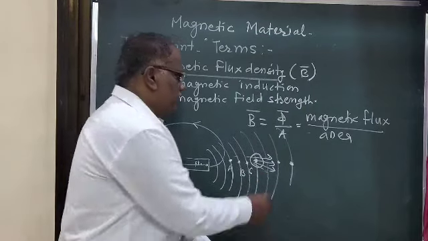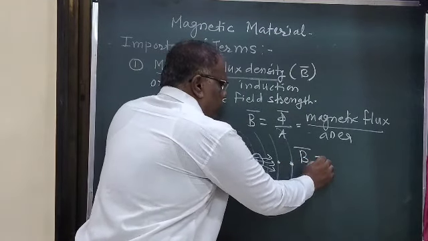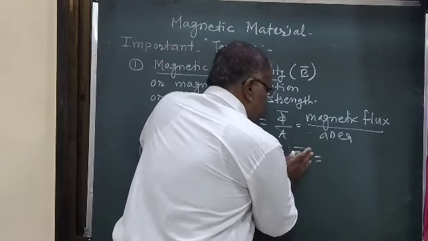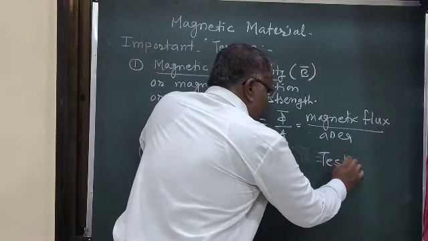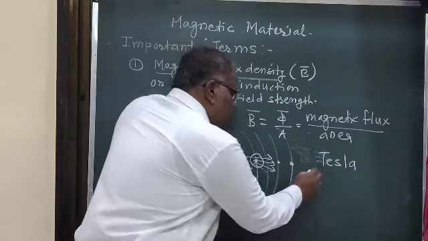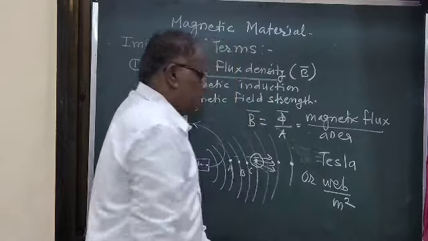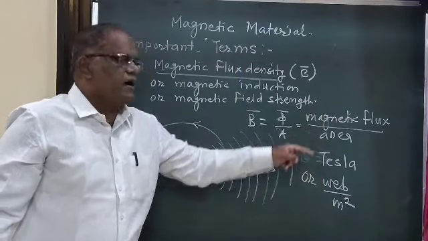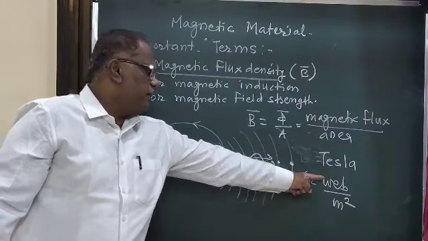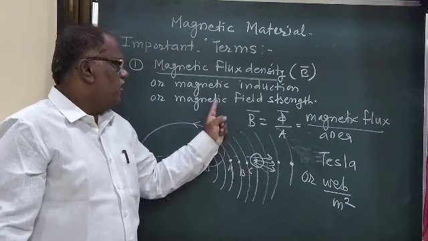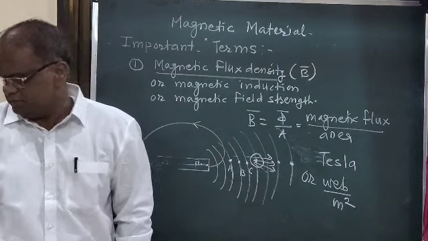Now the unit. Magnetic flux density is a vector quantity and its unit is Tesla or Weber per meter square. Weber is the unit of magnetic flux. Hence Weber per meter square gives magnetic flux density or magnetic induction.